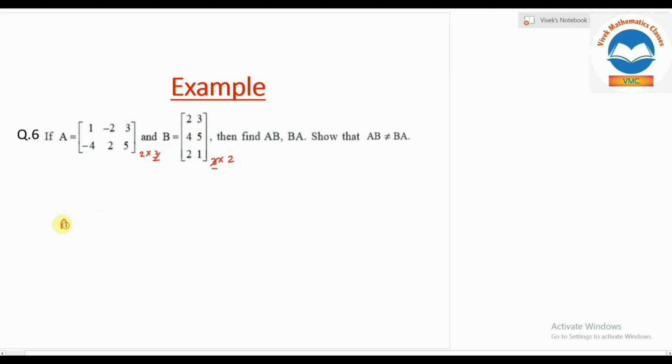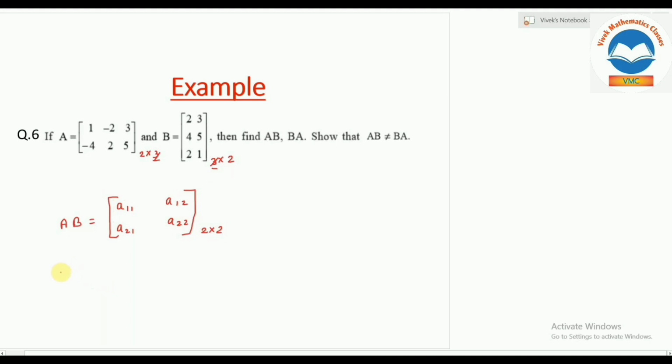So what will be our AB? What will be the order of AB? AB will be a 2 cross 2 matrix. So what will be the format? I will write, let's say, A11, this will be A12, A21 and A22. This will be your AB matrix. So we will find AB first.